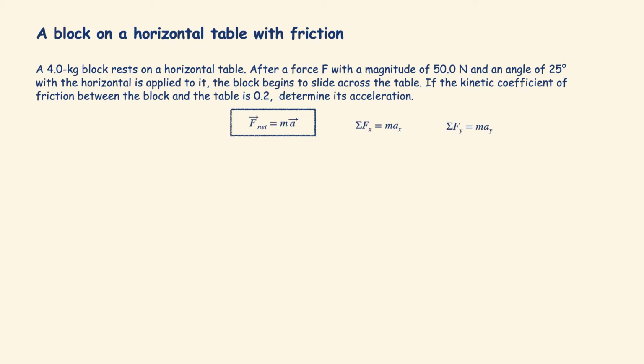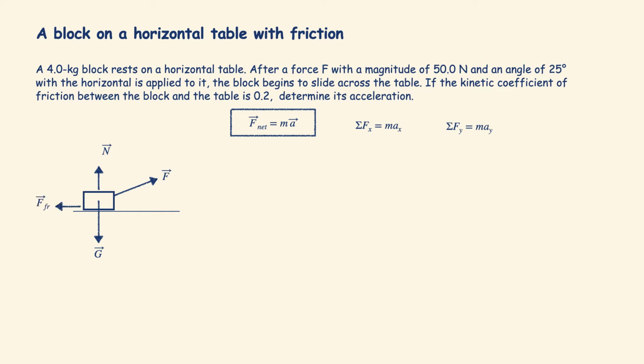What we did was we started with Newton's second law in vector form, but we immediately wrote down that relationship with the components x and y, which eventually gave us the equations of motion for the block. Here's the block once again. On the horizontal table, we had gravity, the normal force, and the pulling force, the 50 newton force that acts at an angle of 25 degrees.